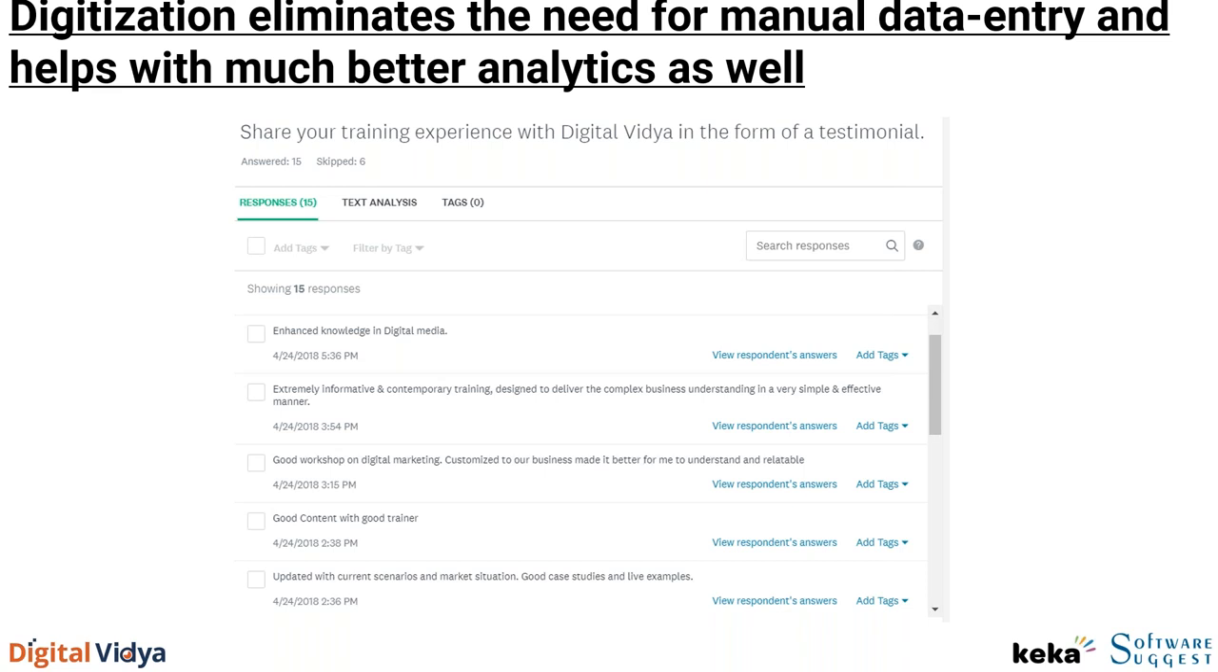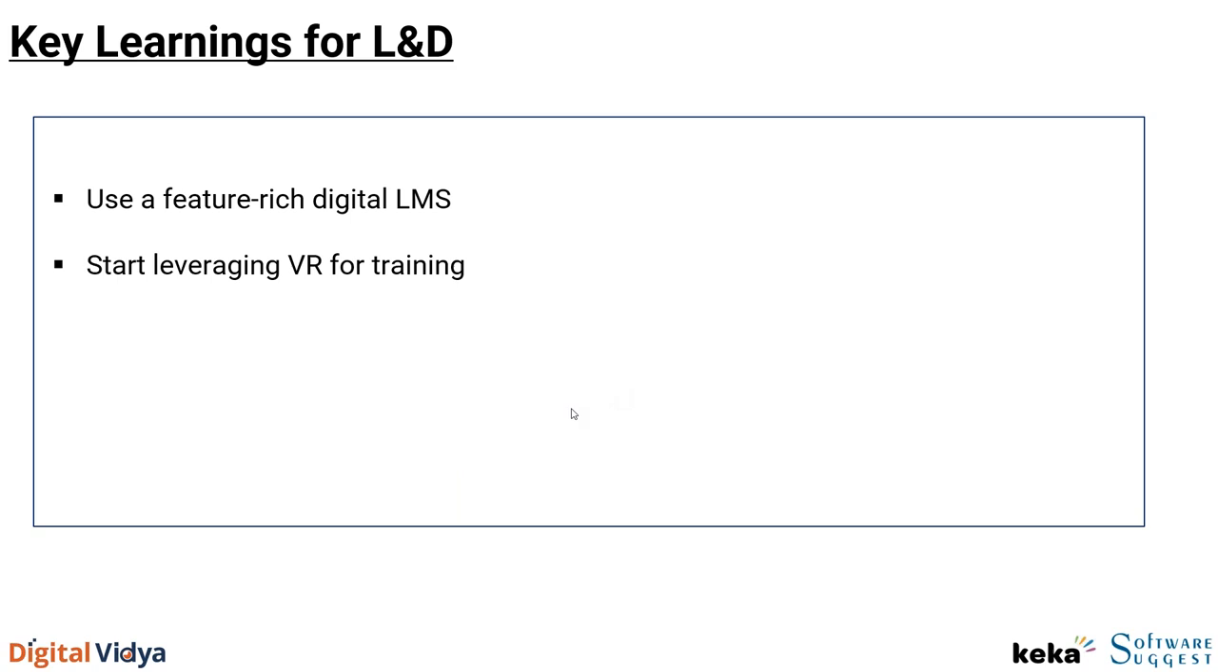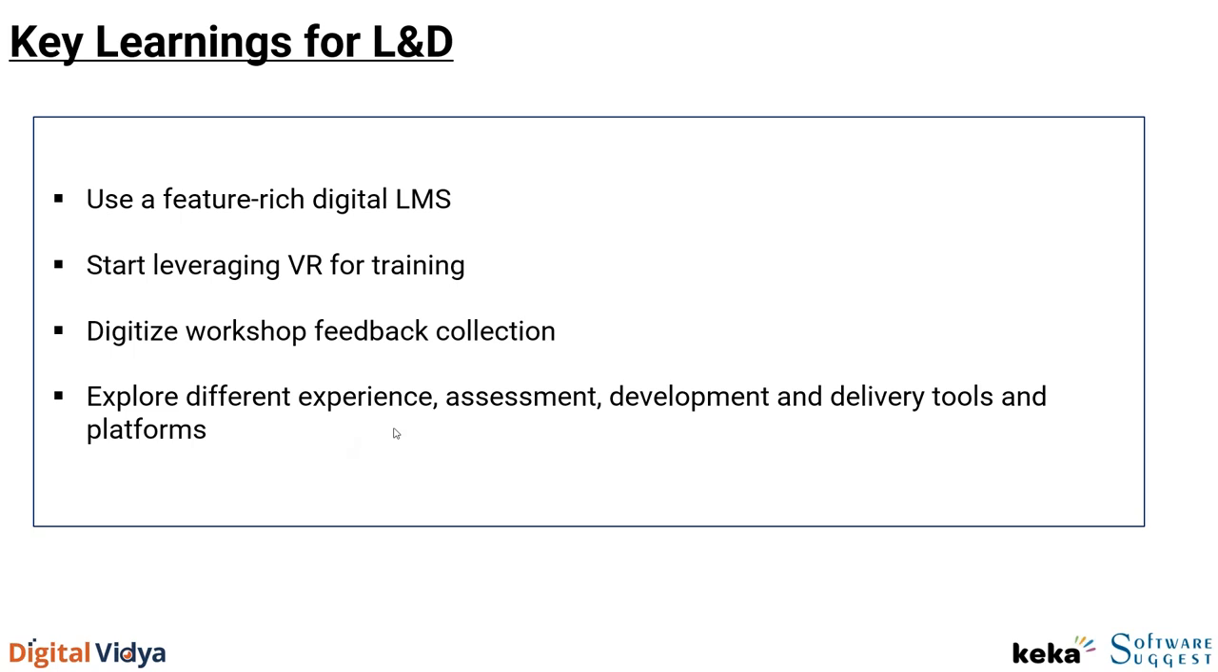right? All right, so that's the L&D space. Let's summarize the key learnings in the L&D space. So the first one is, like I said, ensure you have a feature-rich digital LMS, right? Start leveraging virtual reality for training, digitize workshop feedback collection, and explore different experience assessment, development and delivery tools and platforms that I shared with you in an earlier slide. And you could actually go and check out all those platforms that could make your overall L&D experience awesome.